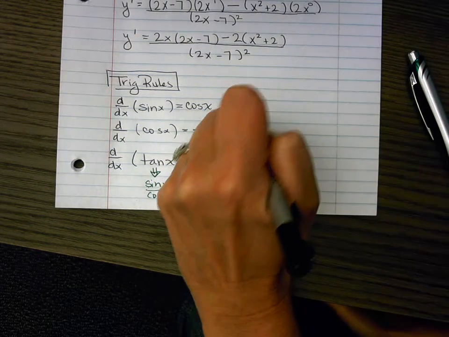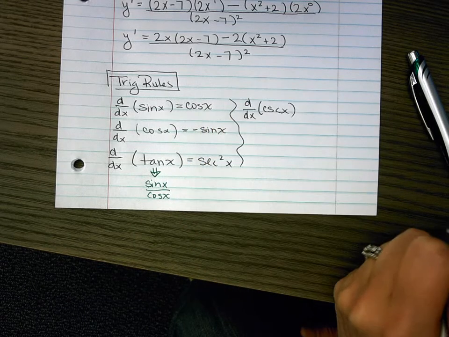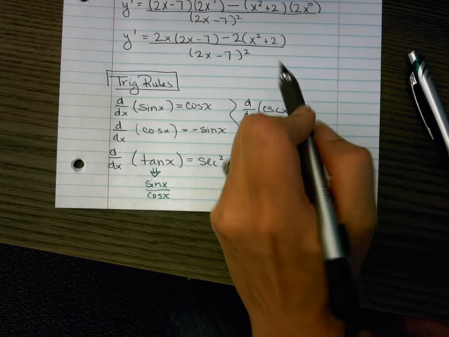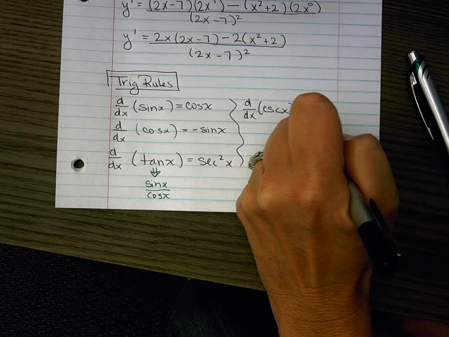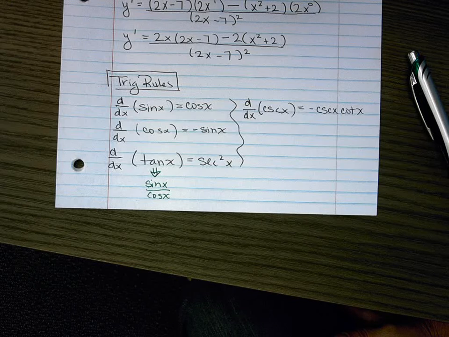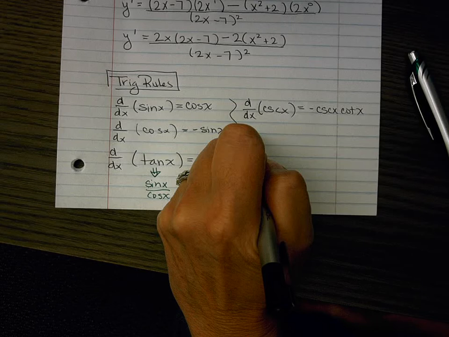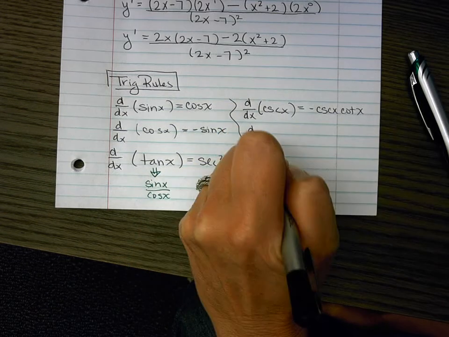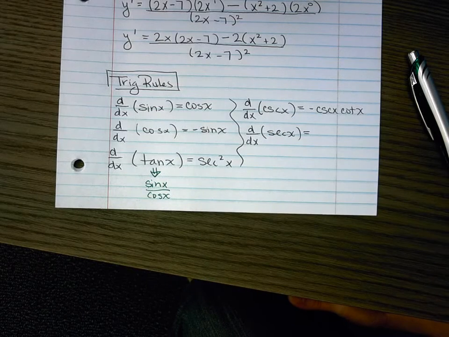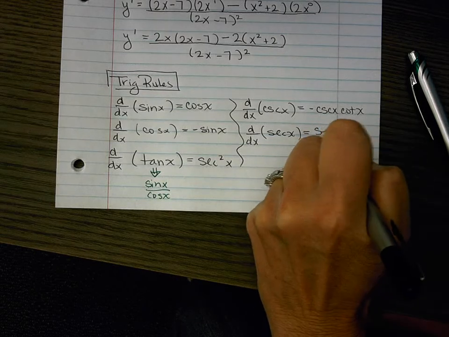So we also have the derivative of cosecant, which could be defined as 1 over sine of x, right? And then I could do some quotient rule stuff, or I could just memorize it, and that would be negative cosecant x cotangent x. So that would be the derivative of cosecant. And then we have the other reciprocal, which is secant of x. And I could rewrite that as 1 over cosine of x and then do quotient rule as well. And that derivative is secant x tangent x.